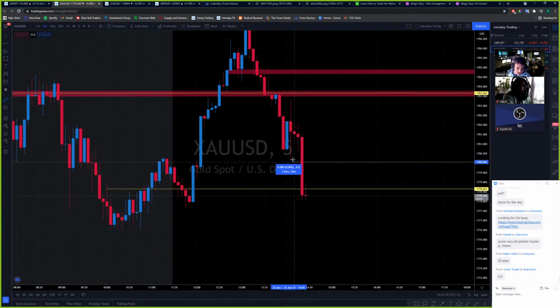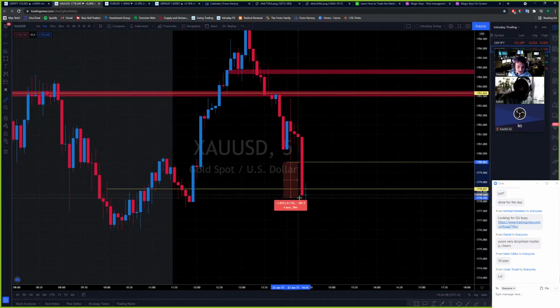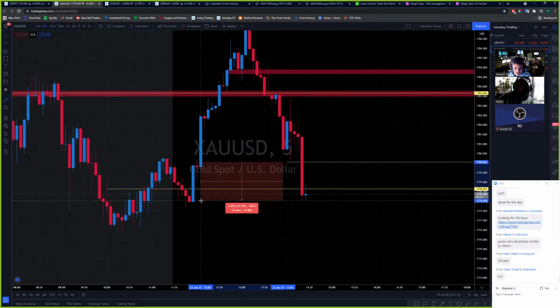So I think for this trade, if I was in it, the stop loss would have been like 13 pips at the flip of this 5 minute. I would have secured around 10 and left the runner.